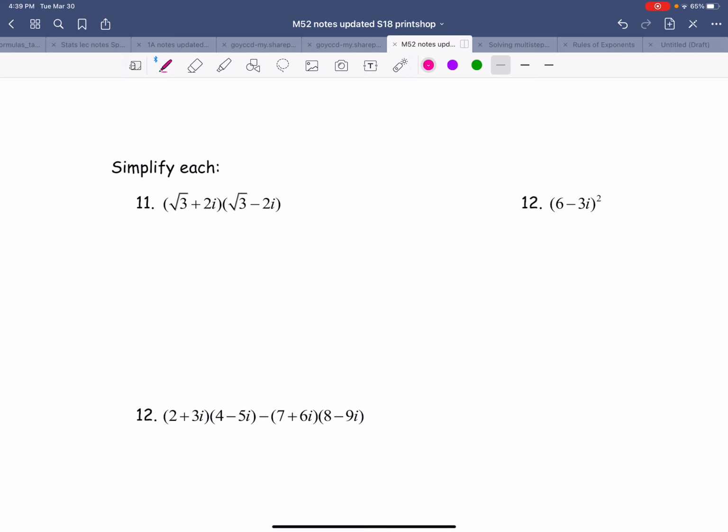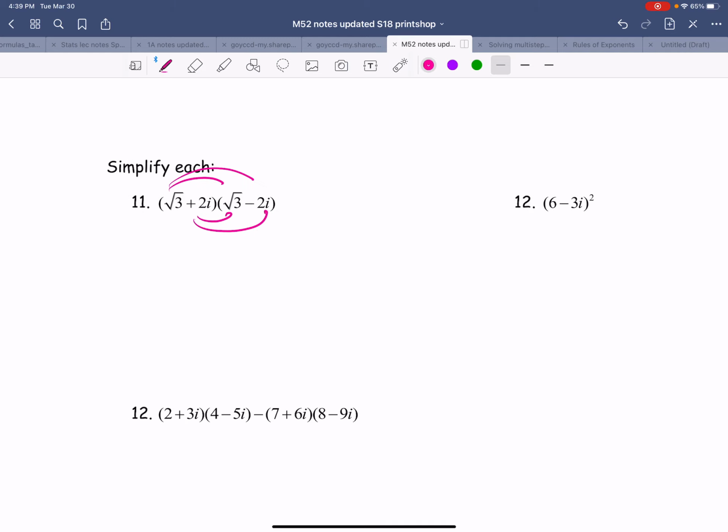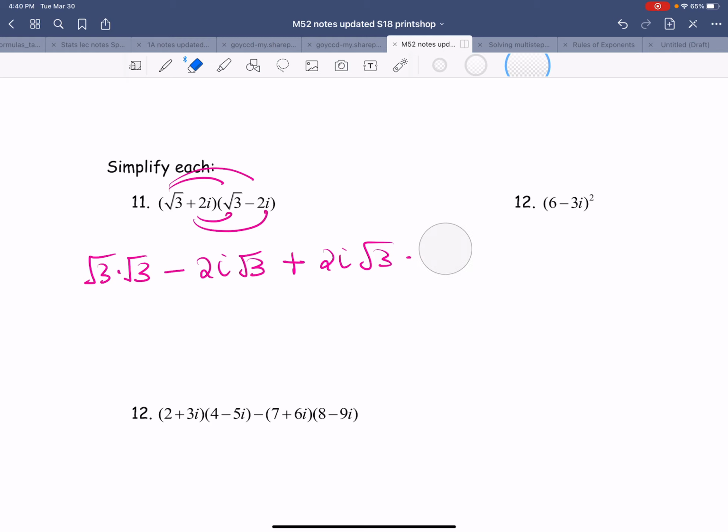So number 11, we are going to multiply these two complex numbers. Both are complex numbers. So first, outer, inner, last. Okay, first times first, root 3 times root 3 is root 9, which is equal to 3. Then minus 2i root 3 plus 2i root 3, minus, positive times negative is a negative, 2 times 2 is 4, and then i squared.